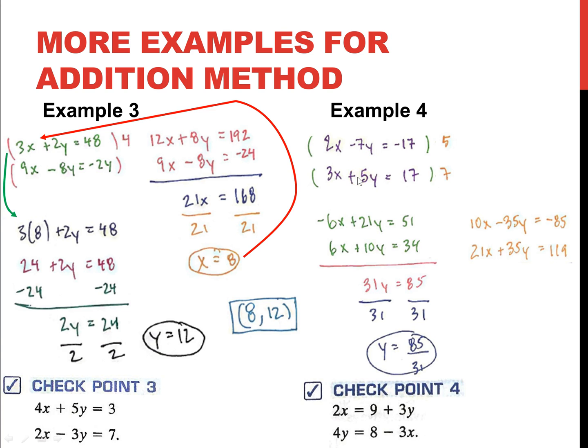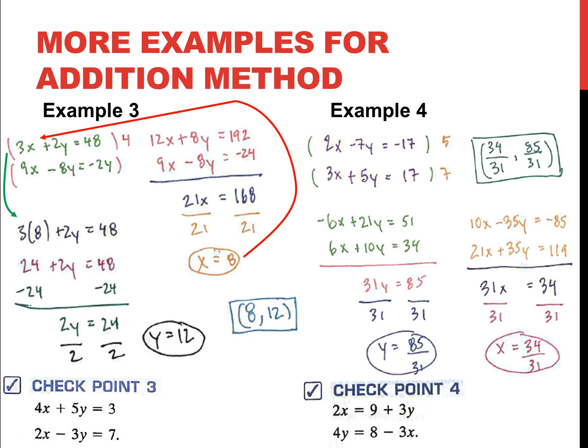So if I multiply the top equation, I've got 10x minus 35y equals -85. And the bottom equation, 21x plus 35y equals 119. And the y's cancel, leaving me with the x variable isolated, which allows me to find the value of the x coordinate. Even though I have two fractions, I never plugged in a fraction to find it. I just canceled again and isolated a different variable. So I know that my solution is 34 over 31, comma 85 over 31.